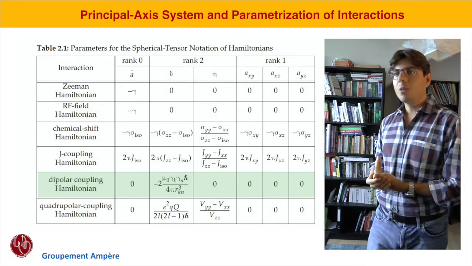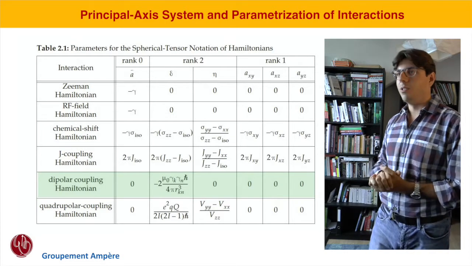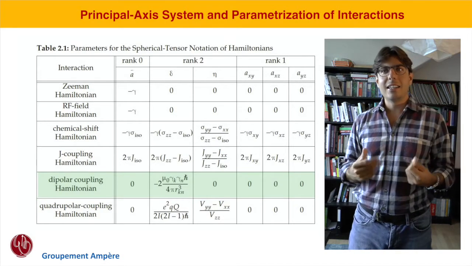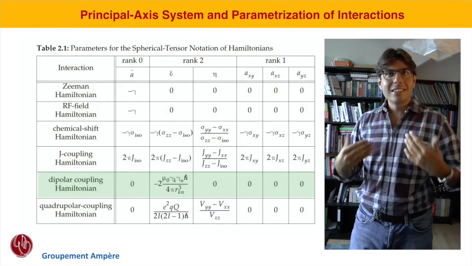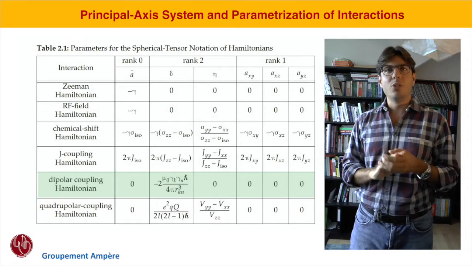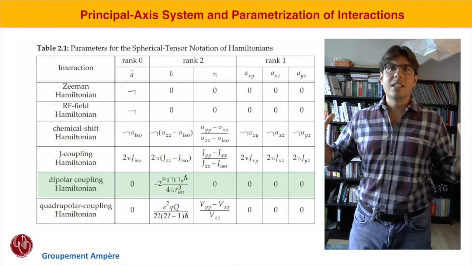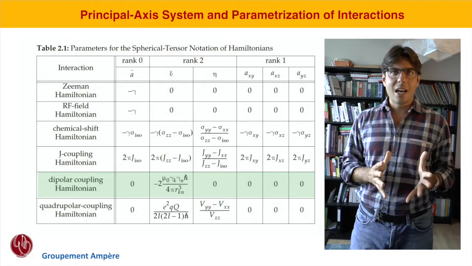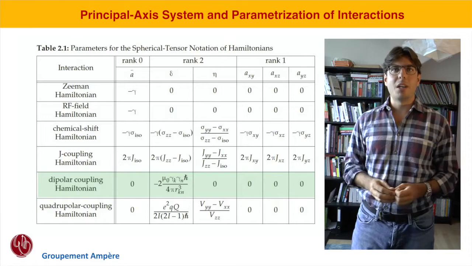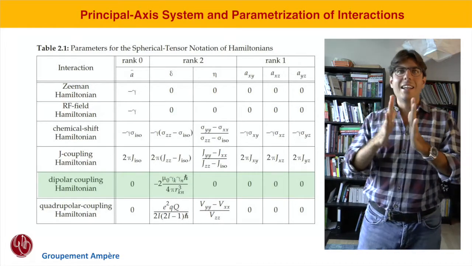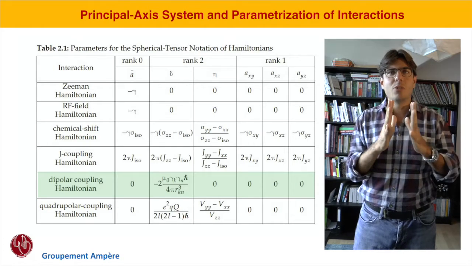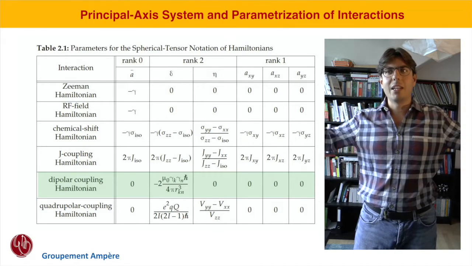And the rank 2 component has an eta that is equal to 0, and it has a delta, that is our anisotropy of the dipole coupling, that is actually related to the 1 over r to the power of 3. So as we said, the smaller the r for the dipole coupling, the bigger the dipole coupling gets. And this is also now the explanation why it gets bigger, because the anisotropy of the tensor gets bigger, so the whole breadth of the tensor is getting bigger.